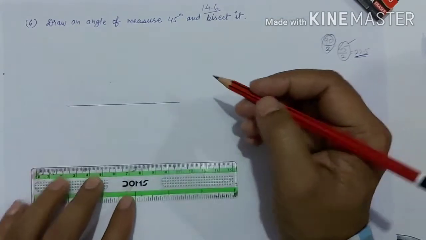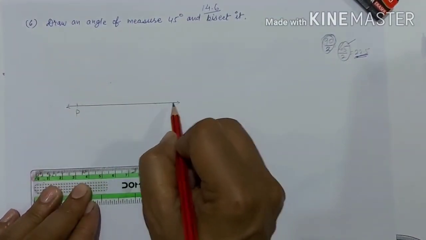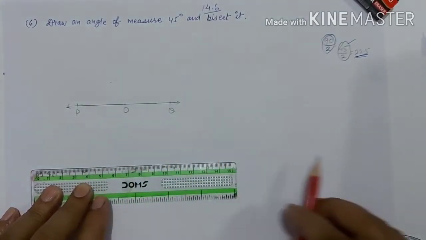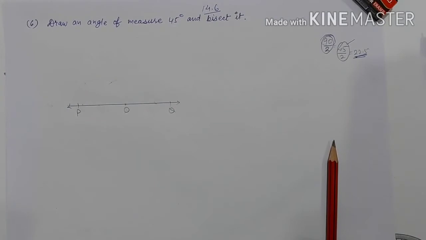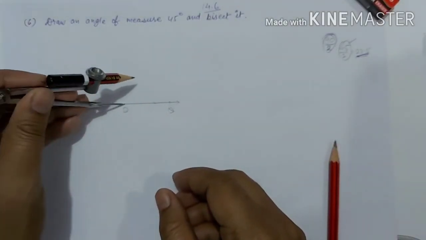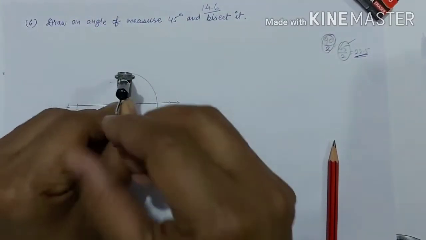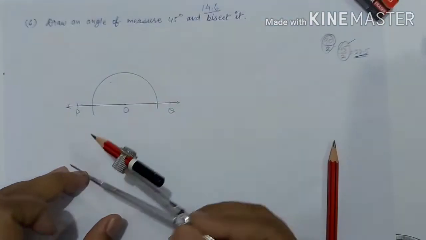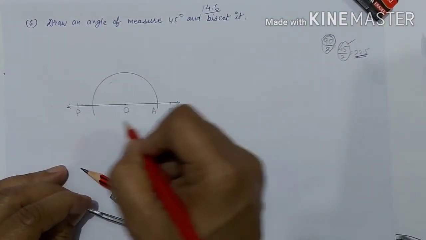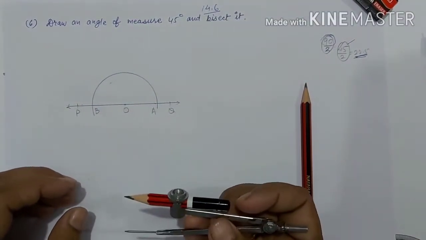a line PQ. Here P and this Q, and the point on the line is O. Okay, and using the compass with center O and any convenient radius, you draw a full semicircle. Okay, and the points A and B. Now next will be to find the 90 degree angle.